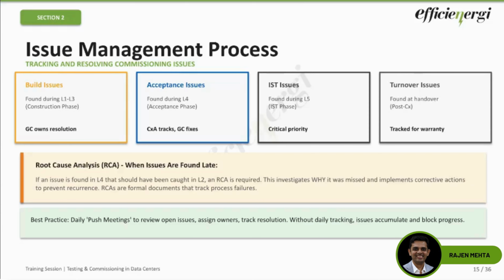Again, another thing which we don't do. We might do a daily stand-up meeting. We might do reviewing of open issues, but aging नहीं होता है. Issue aging we don't do. So again, it's a pain point.